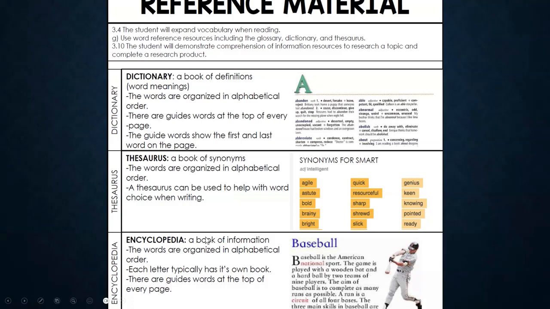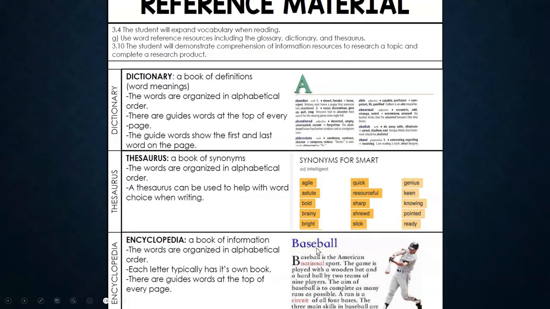An encyclopedia is a book of information. This is something I had when I was a kid. We had encyclopedias, but now a lot of encyclopedias are on the internet. The words are organized in alphabetical order. Each letter typically has its own book, and there are guide words at the top of every page. Basically, an encyclopedia is a book of facts.